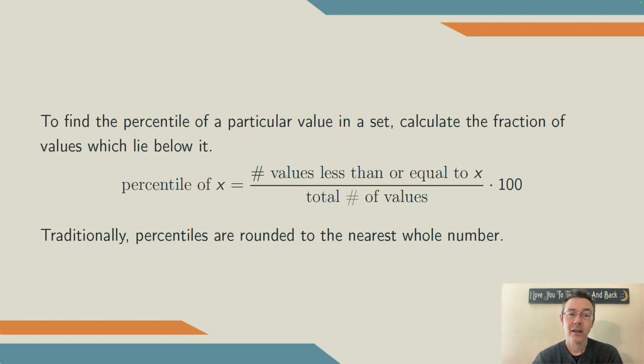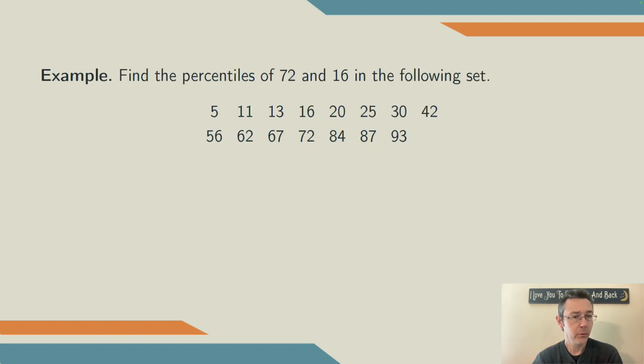data. To find the percentile of a particular observation in a set, you calculate the fraction of values that lie below it. So to find the percentile of x, you take the number of values less than or equal to x, divide by the total number of values. We then typically multiply by 100 and round to the nearest integer so that percentiles are numbers between 0 and 100. Let's do an example.